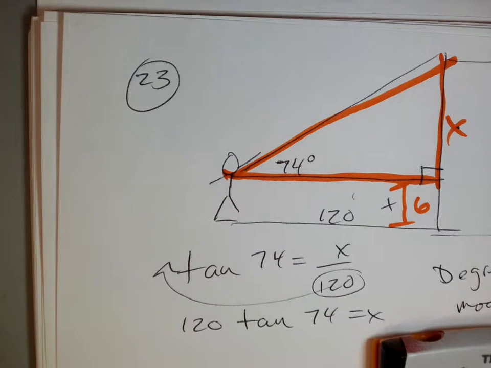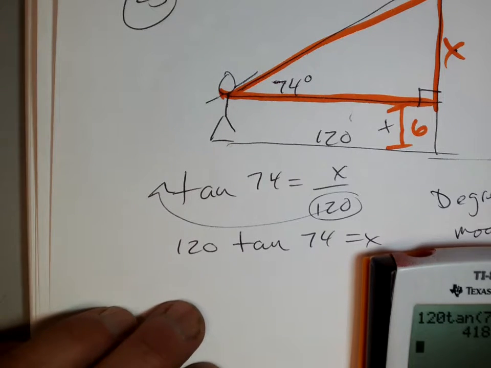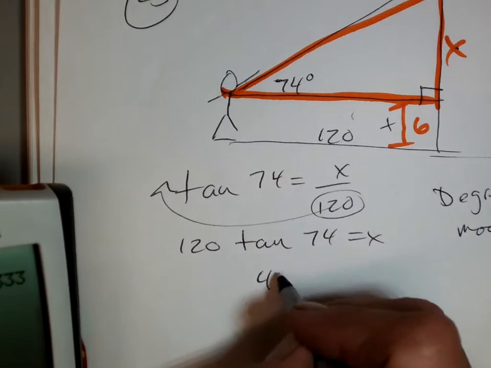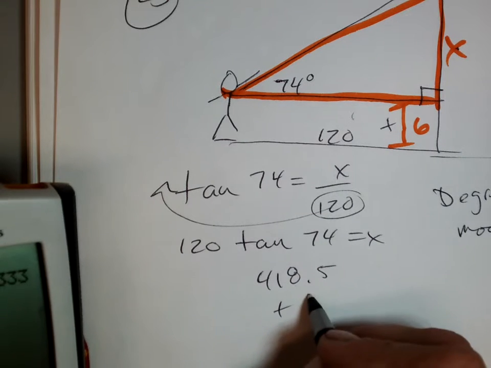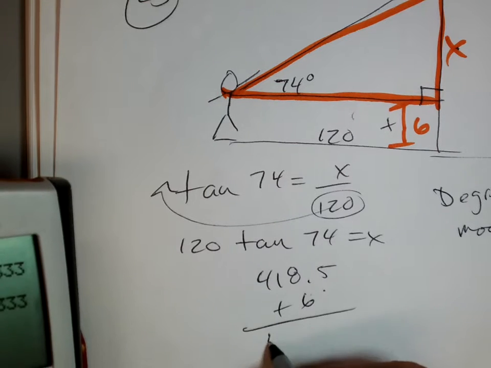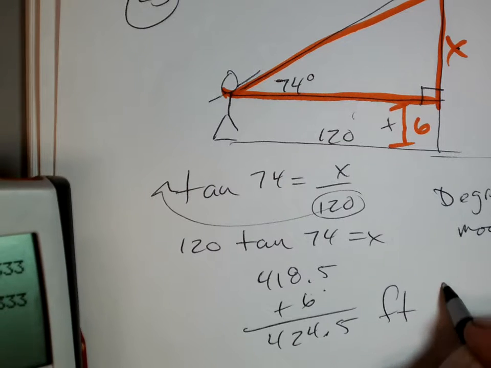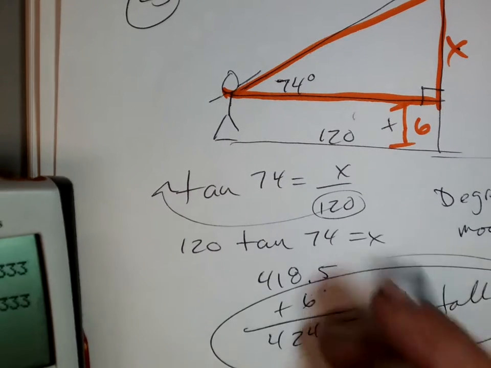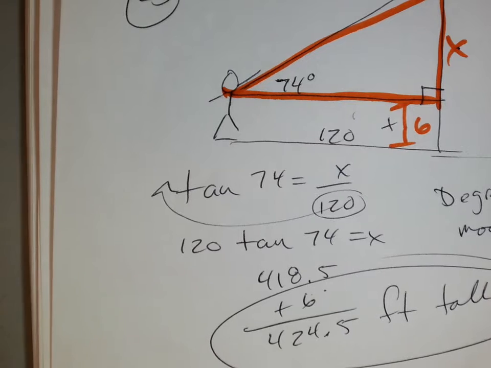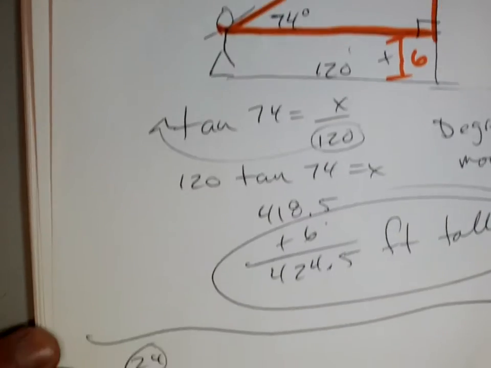So let's just go straight to my 120, and I'm going to go tangent of 74, and I get an answer about 418.5. But then I'm going to add in the 6-foot man. Have to add that in, and I get 424.5 feet tall. Okay. Number 24. Cruising along. Hopefully I'm doing a good job.